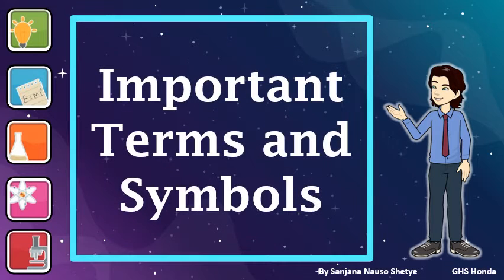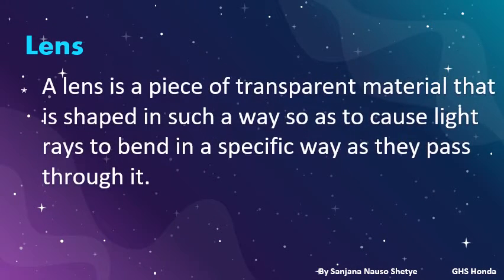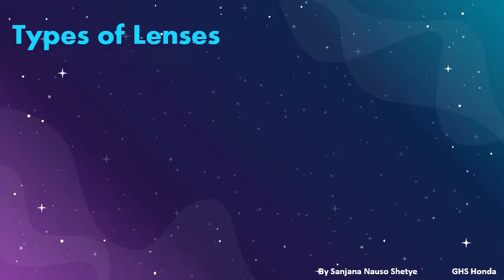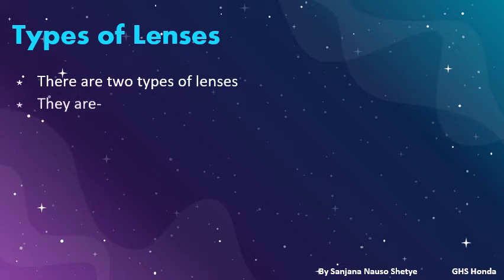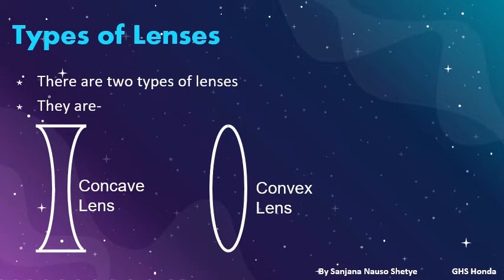Here are some of the important terms and symbols which we are going to use today in our lesson. Lens. A lens is a piece of transparent material that is shaped in such a way so as to cause light rays to bend in a specific way as they pass through it. Types of lenses. There are two types of lenses. They are concave lens and convex lens.